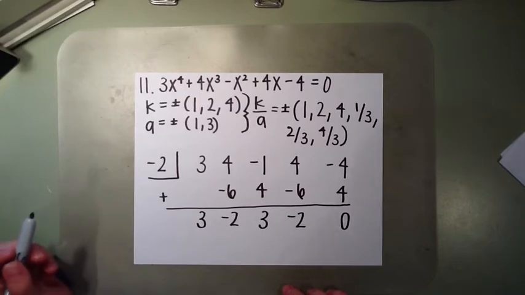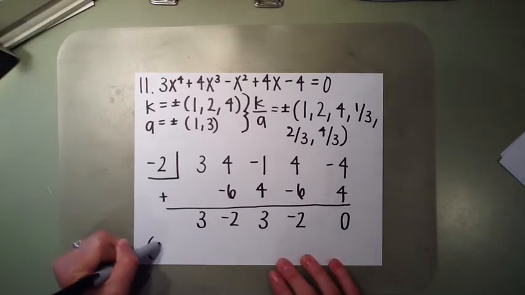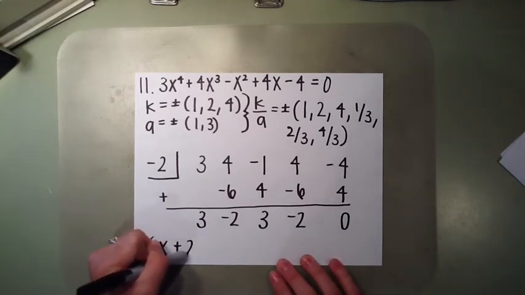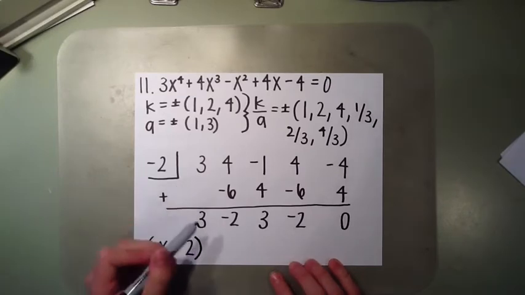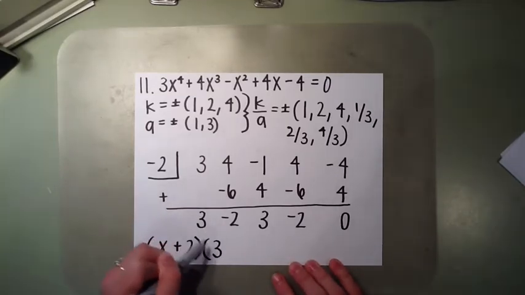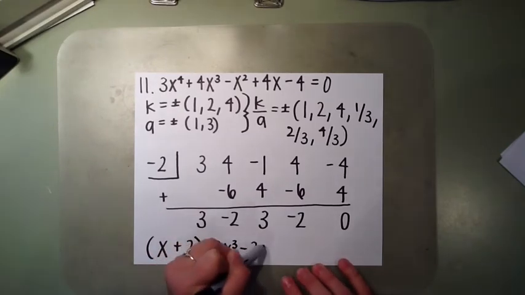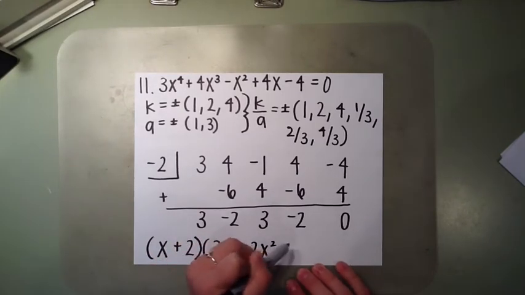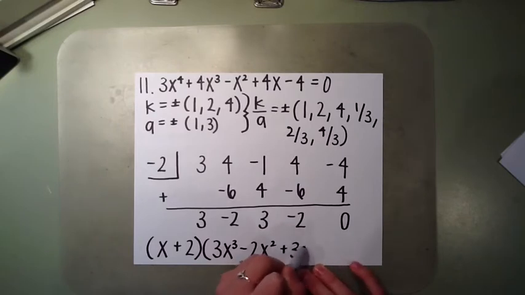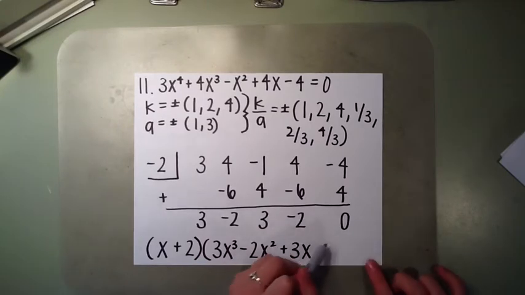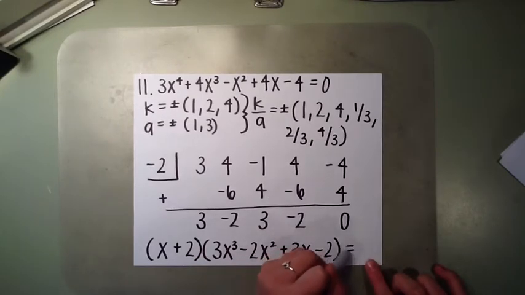So next we need to write our new equation, so the divisor times the quotient. So this would be x plus 2 times our new equation, which would be 3x to the third minus 2x squared plus 3x minus 2 is all equal to 0.